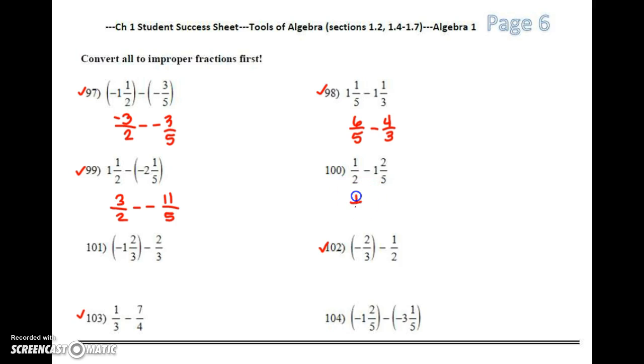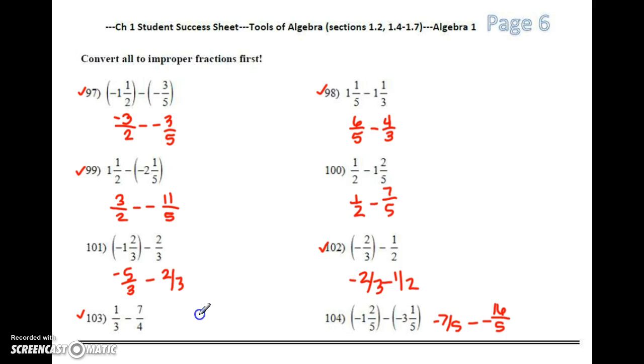All right, so this one should be 1/2 minus 7/5, and then 101 should be negative 5/3 minus 2/3, and then over here negative 2/3 minus 1/2. All right, oh, and then we got this one down here. My bad, missed one. Sorry, this one's not the one we're changing. Changing 104. So this one should be negative 7/5 minus negative 16/5. There we go. And these are already ready to go.